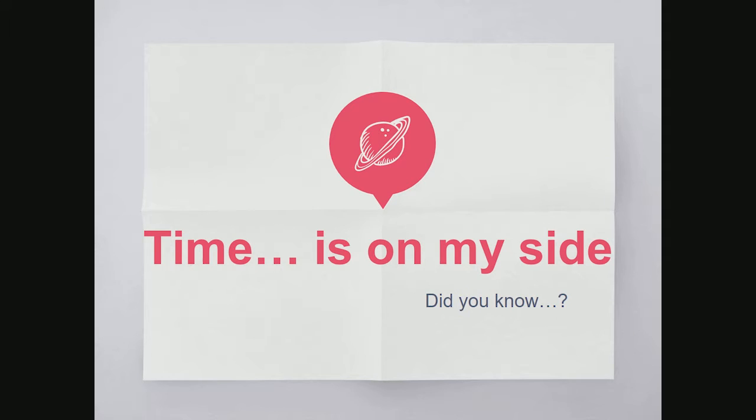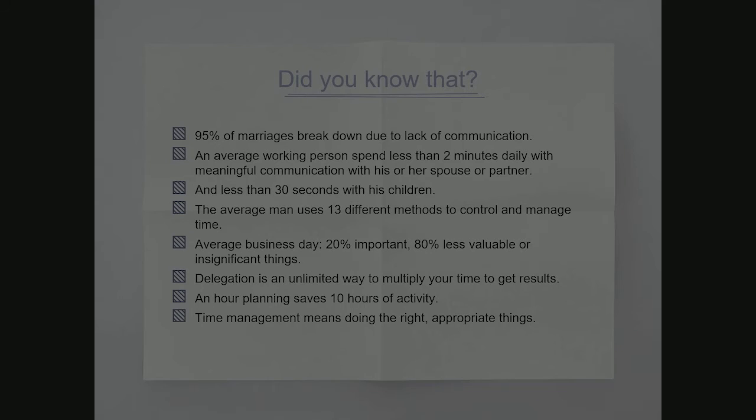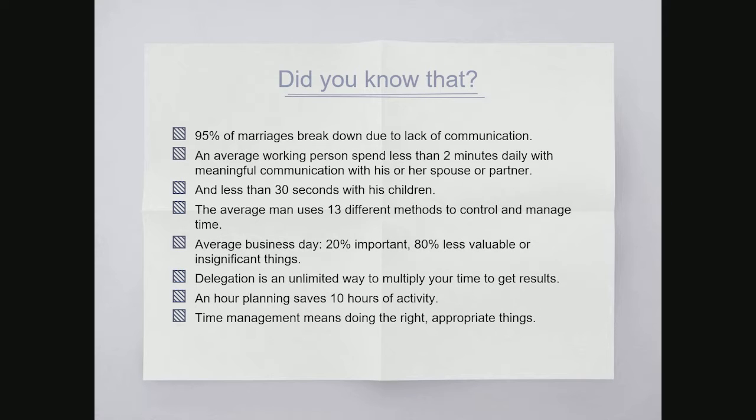Another skill to consider when planning your own online business is time management. Did you know that 95% of marriages break down due to lack of communication? An average working person spends less than 2 minutes a day in meaningful communication with his or her spouse or partner. An average working person spends less than 30 seconds a day in meaningful communication with his children. The average man uses 13 different methods to control and manage time.